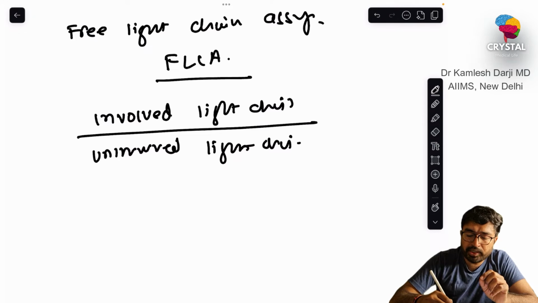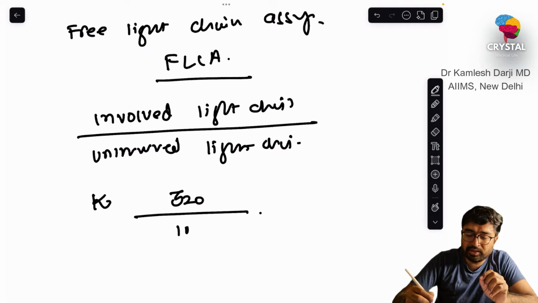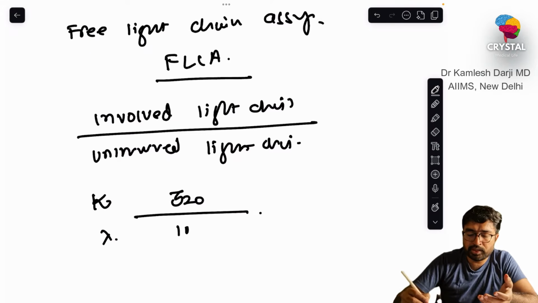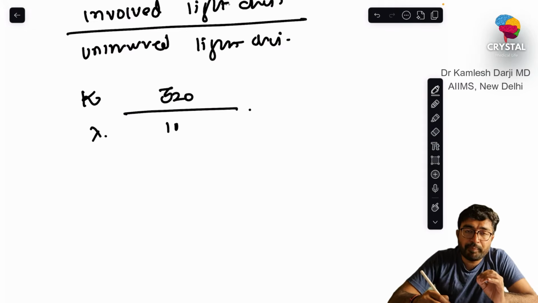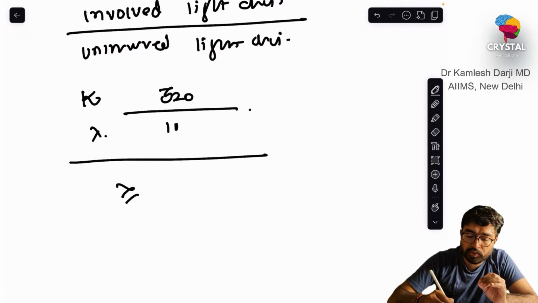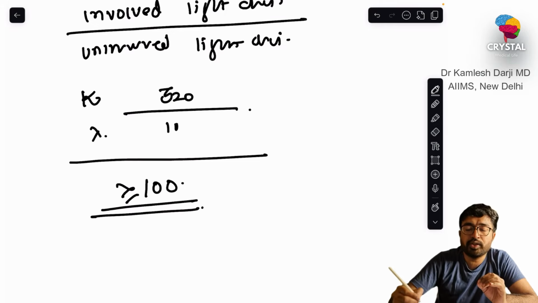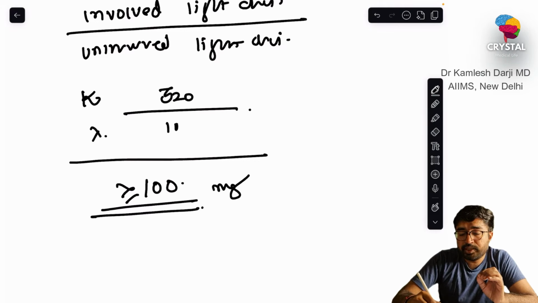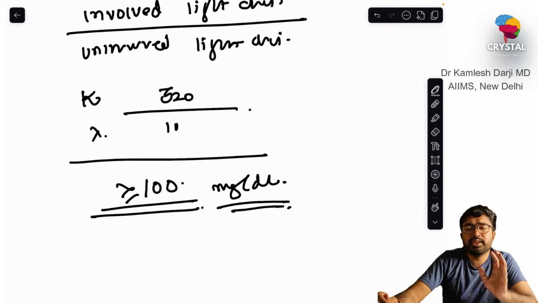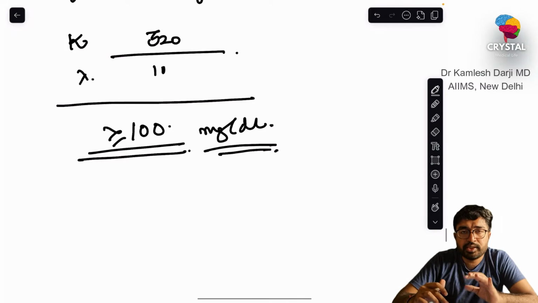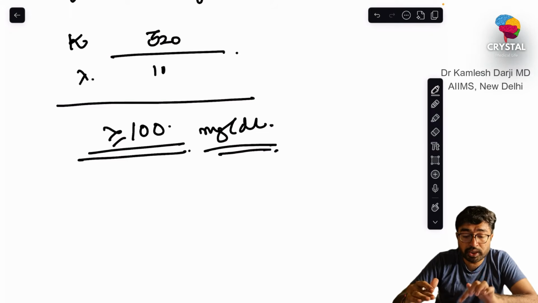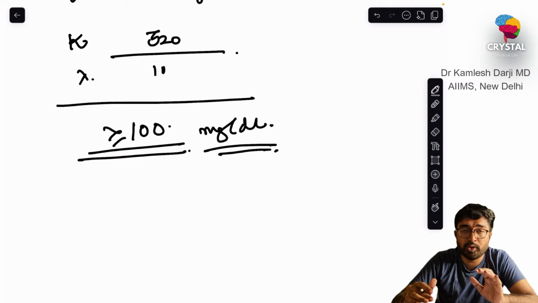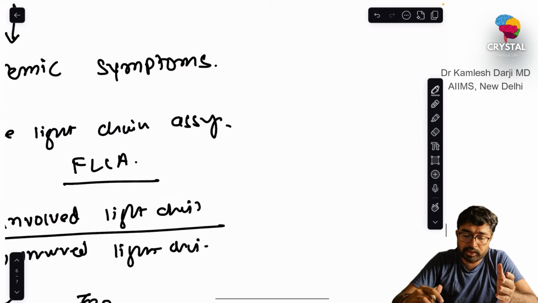So if your kappa is involved in this multiple myeloma, it is around 320, and the uninvolved lambda is 10, then this is a monoclonal kappa restricted. So this ratio is more than or equal to 100. This is the ratio. If you find this, then it is a myeloma defining event. You don't need anything else, no symptoms at all, just this is enough for the diagnosis of multiple myeloma. I will explain this later.